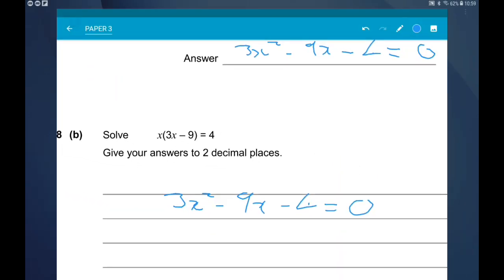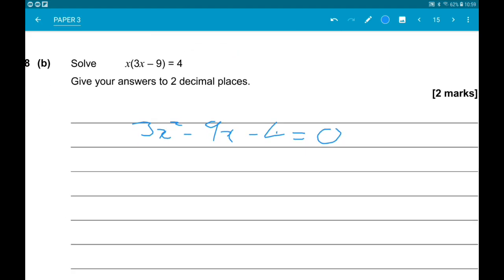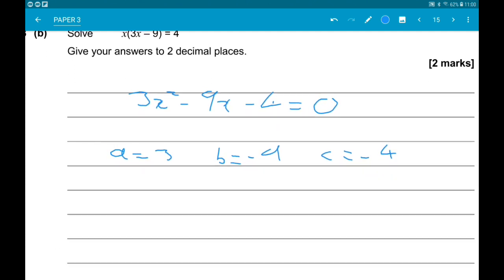So, for us, A is 3, B is -9, C is -4. So, using the formula, X is minus B, so that's positive 9, plus or minus the square root of B squared, so -9 squared is 81, minus 4 times 3 times -4, so that's add 48, all over 2a, so all over 6.